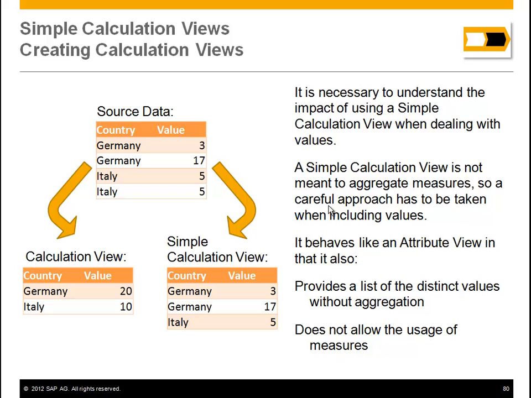So here we're looking at an example if multi-dimensional reporting is disabled. On the left hand side, this is our standard calculation view. You can see the values are aggregated, while on the right hand side we have disabled the multi-dimensional reporting capability. Therefore, you can see that it does not aggregate the values. It just shows you a list from the source data.